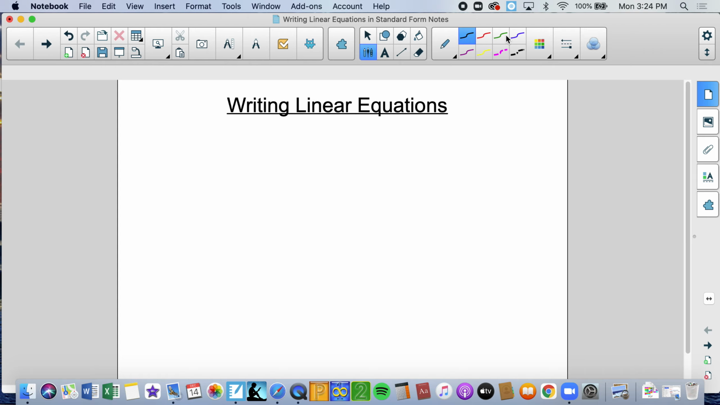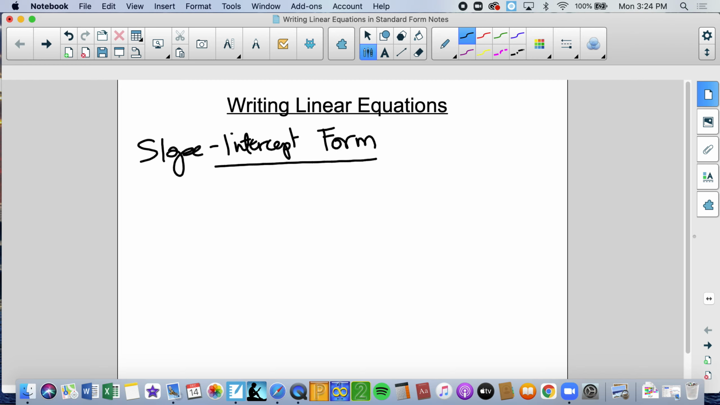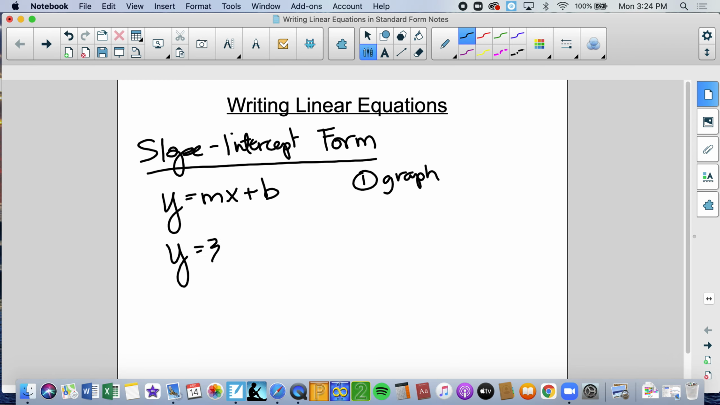One of the very first ones, in the first trimester, was slope-intercept form. That was the linear form, y equals mx plus b. And we initially learned how to graph it, given an example of y equals 3x plus 4. We knew how to pull out the slope and the y-intercept, and then we were able to graph it.